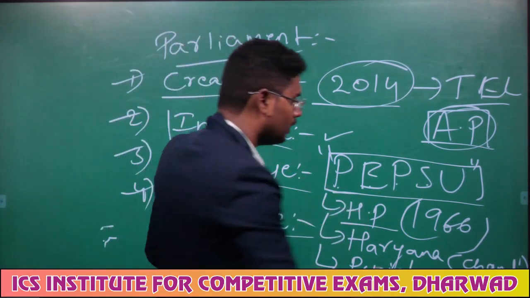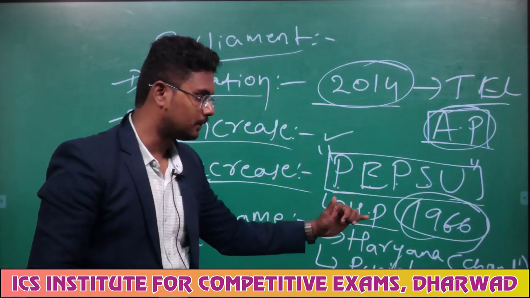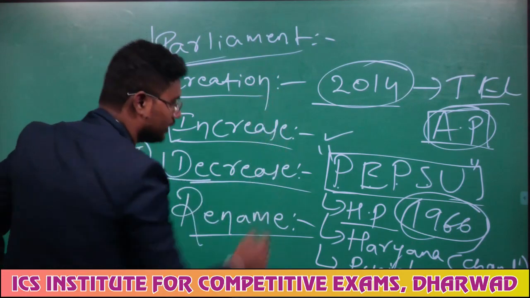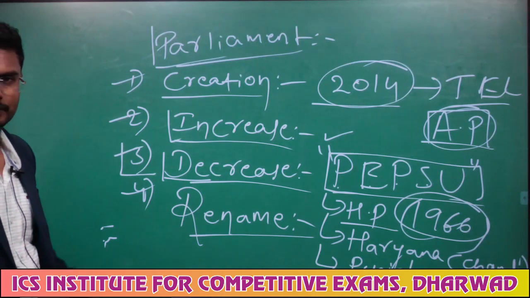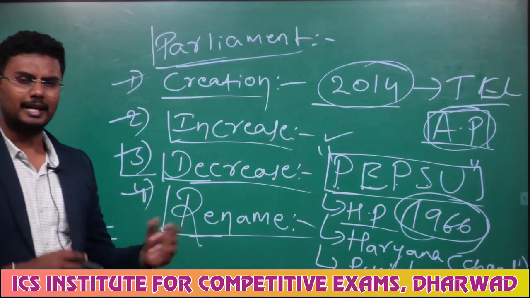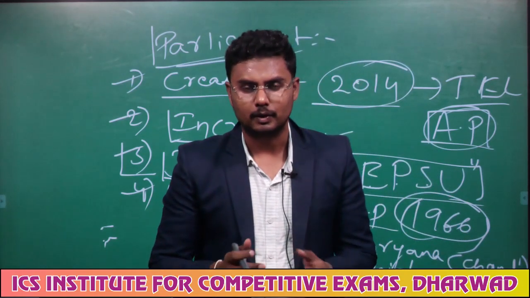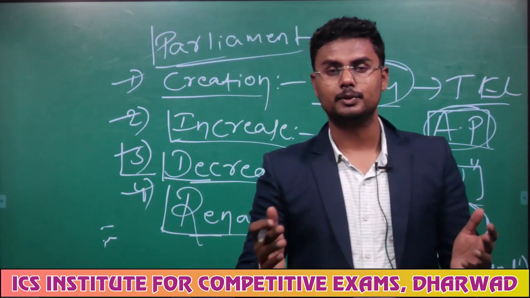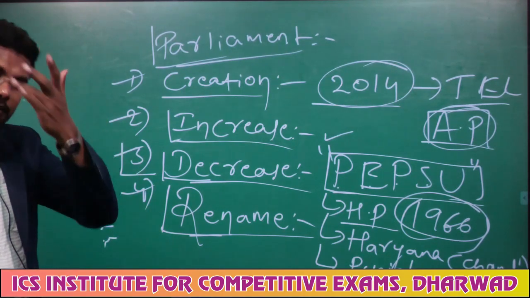So, PEPSU, which existed in its entirety till 1966, was divided into Himachal Pradesh, Haryana, Punjab and Chandigarh by whom? By the Parliament of India, under Article 3, Clause 3 of the Indian Constitution. Right? At the same time, if there has to be a change in the name of any state, for example, till 1973, our Karnataka was called Mysore State. From 1973, it is being called the Karnataka State.